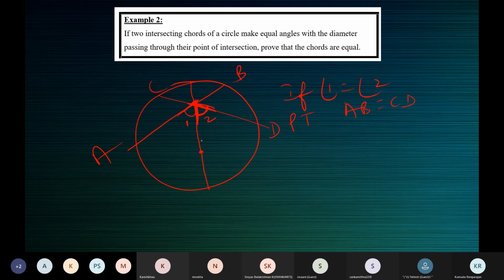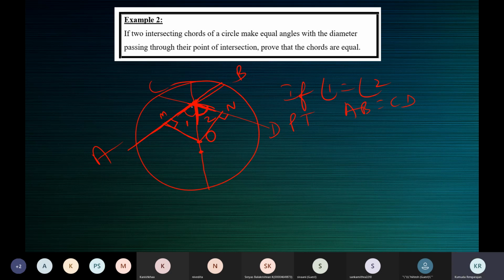So, center, perpendicular. This is one chord. AB is one chord. Draw OM perpendicular to AB. Construction: draw ON perpendicular to CD. That's a default construction. Draw OM perpendicular to AB. Draw ON perpendicular to CD.